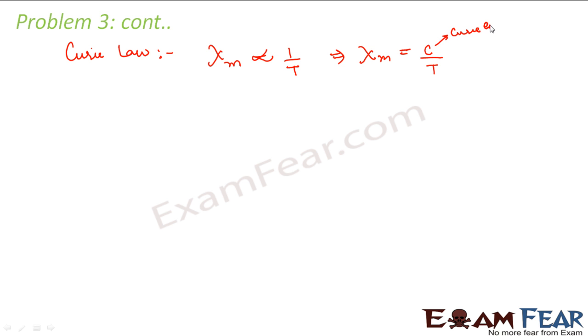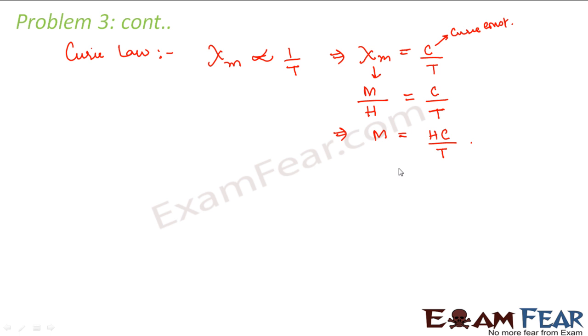Now we will apply Curie's law. As per Curie's law, we know that the susceptibility is directly proportional to 1 by T, or we can say susceptibility is equal to C by T, where C is the Curie constant, right? Now, how do we define susceptibility? Susceptibility is the ratio of magnetization to magnetic intensity. So this is equal to C by T. This C is a constant. So we can say that M is equal to HC divided by T.